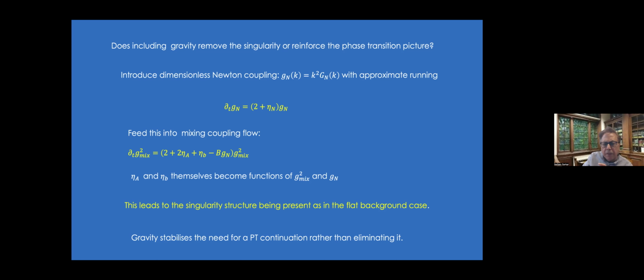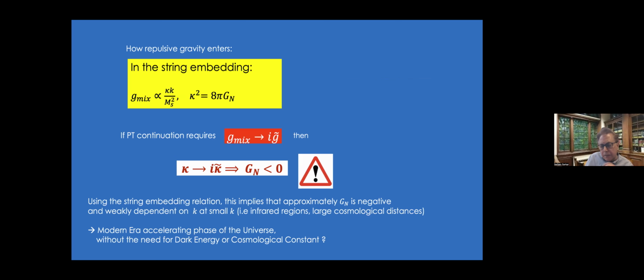And then in addition, we have the gravitational Newton coupling running, dt g_N equals (2 plus eta_N) g_N, where eta_N is the anomalous dimension associated with g_N. So essentially, we have these coupled equations, and then we try and solve them and look for whether the singularity that we found in flat space is still present. And it turns out, within this approximation, I have to accept that this is an approximation, that the singularity structure is still preserved. And that is kind of exciting for us. That tells us that possibly the features that we're talking about can be relevant for gravity.